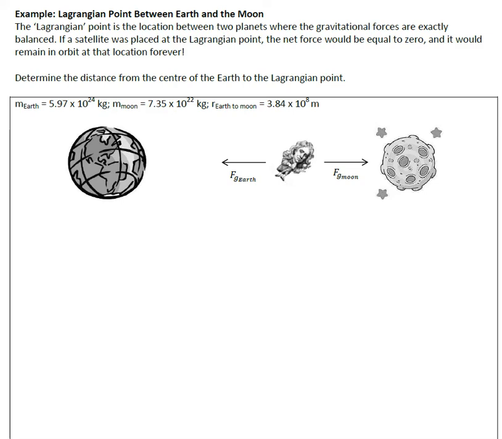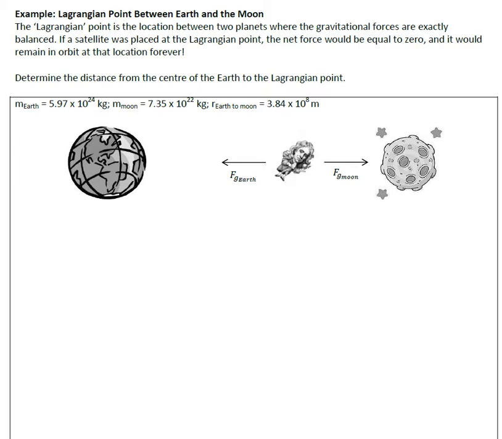So for this question, we're going to solve for what's called the Lagrangian point between the Earth and Moon. Whenever you have two massive bodies, there are different locations around those objects where the forces are going to balance out. And this is the simplest Lagrangian point, a single point along the same line that connects the two objects.